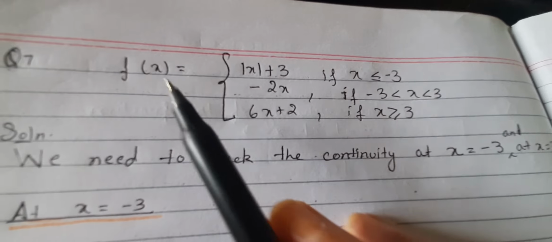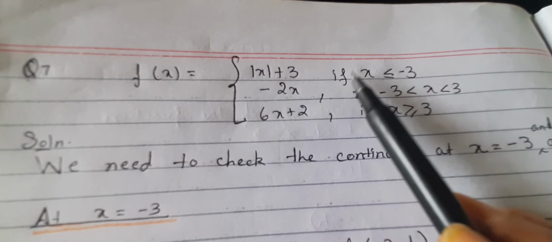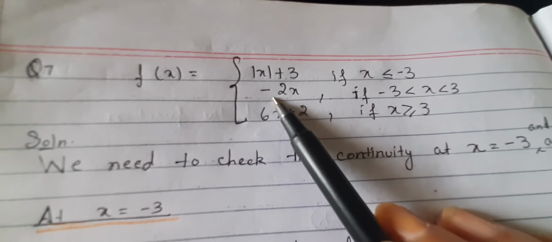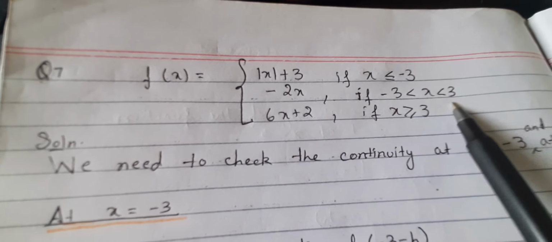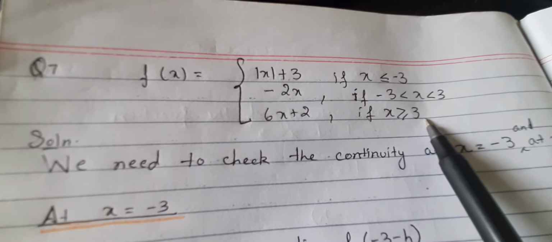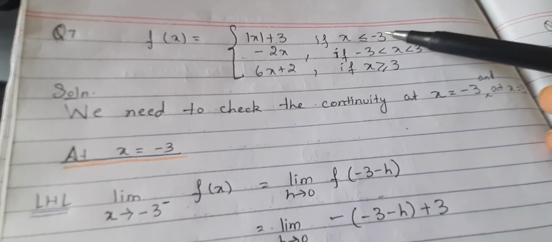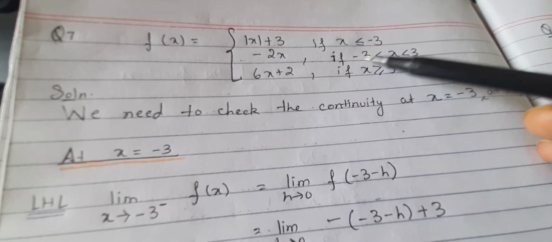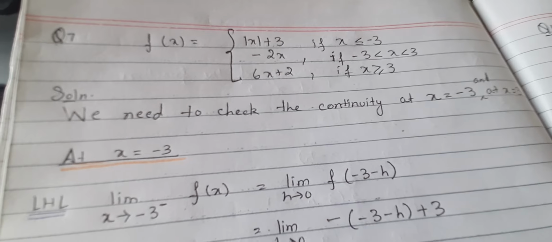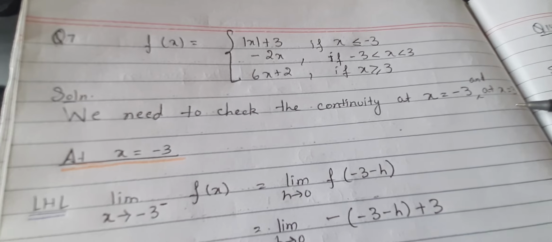Question number 7 is f of x, we have to check the points of continuity again. Mod x plus 3 if x is less than or equal to minus 3, minus 2x if minus 3 is less than x is less than 3, and 6x plus 2 if x is greater than or equal to 3. So we need to check the continuity. Where is the function changing the definition? At minus 3, at 3. So I will check the continuity at x equal to minus 3 and at x equal to 3.